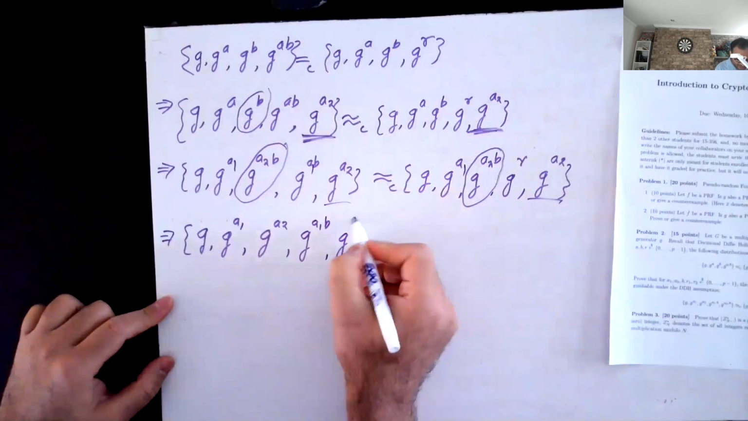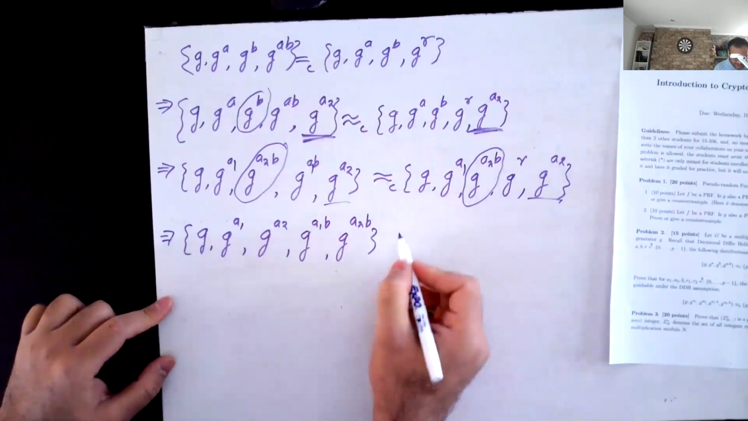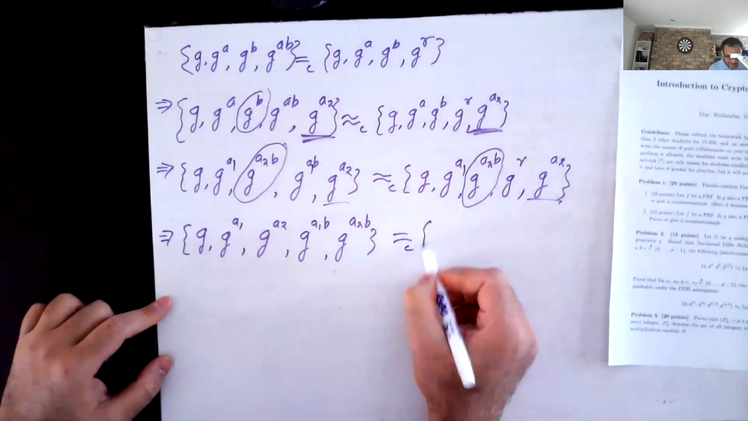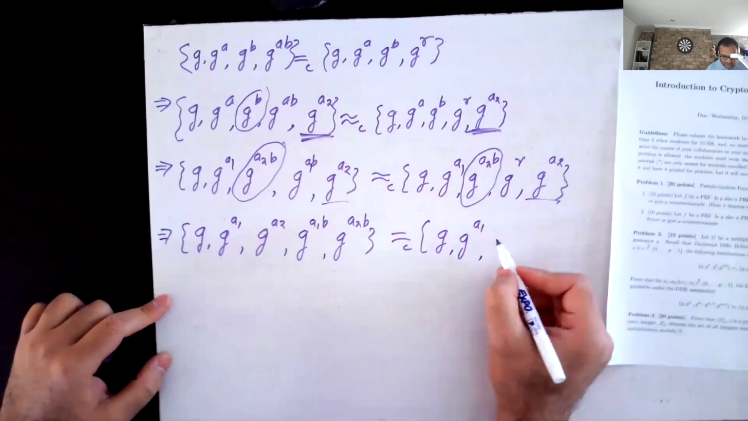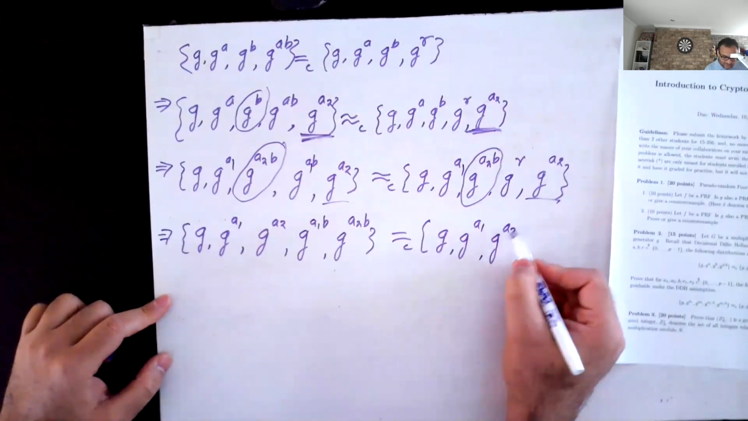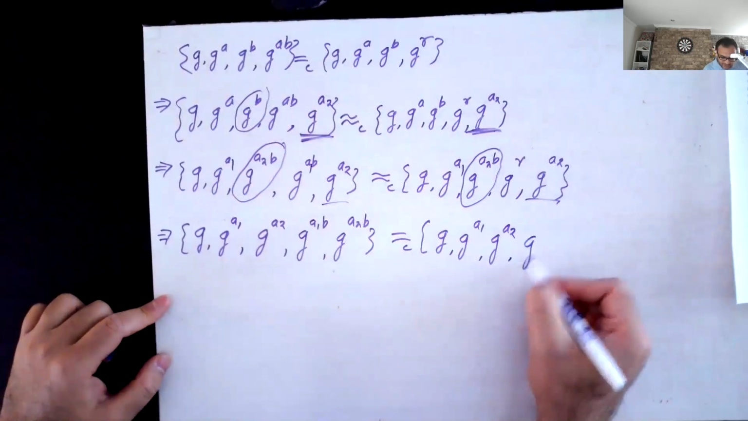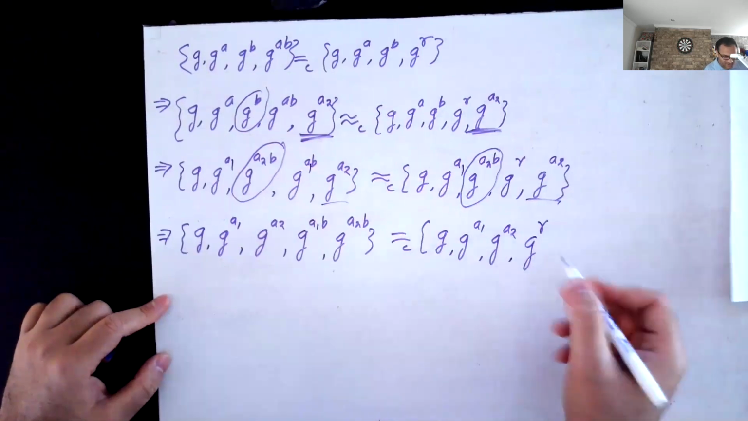G to the power a to b. This is computationally indistinguishable from g to the power a1. I'm just changing the order. I'm not doing anything non-trivial. G to the power r. Let's call this r1.